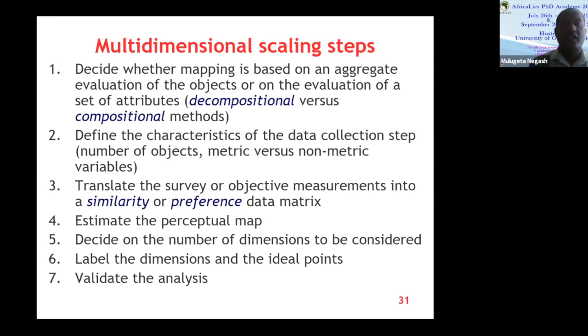Seven procedures, sorry. The first one is to decide whether the mapping is based on an aggregate evaluation of the object or an evaluation of a set of attributes. That means we have two approaches, decompositional versus compositional. Decompositional means that you might be assessing a particular brand based on an aggregate evaluation as a whole, as a sum, of how much you are happy.